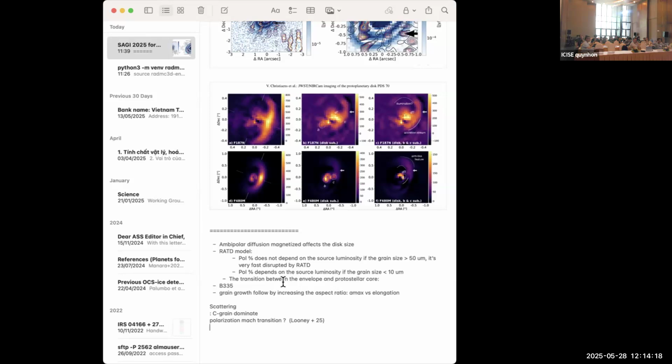And because people don't know how grain growth changes the grain shape. But it's certainly in contradiction to what JCMT and ALMA observations show toward denser regions, where grain growth is significant. We still see very strong polarization. That means grains are not spherical. And then we have to understand why.